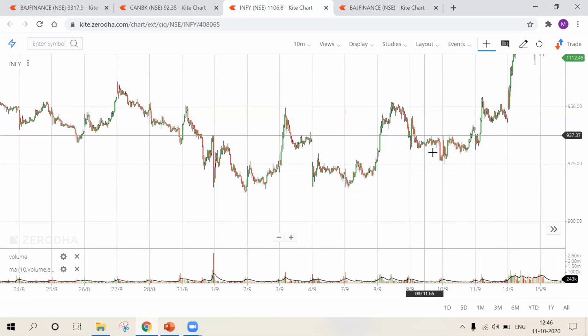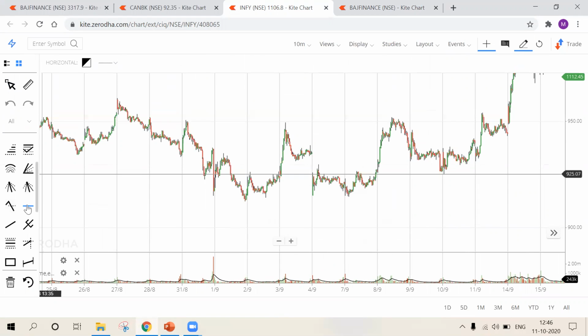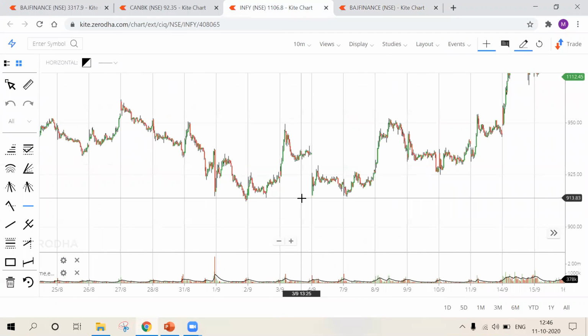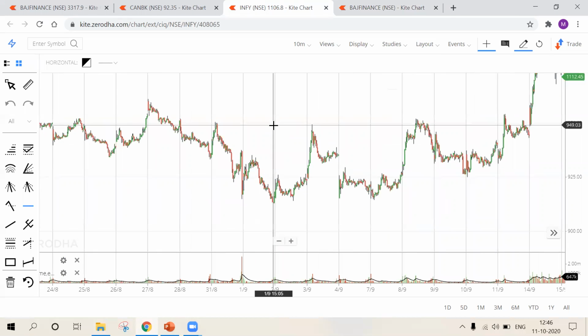To draw resistance, again, you need to click on this pencil icon and select the horizontal line from the drawing tool. Once the selection is done, you need to connect a minimum of 2 touch points to draw resistance as well. I repeat, to draw support, you need minimum 2 touch points. Again, to draw resistance, you also need minimum 2 touch points. And yes, resistance is just the opposite, the vice versa of support.